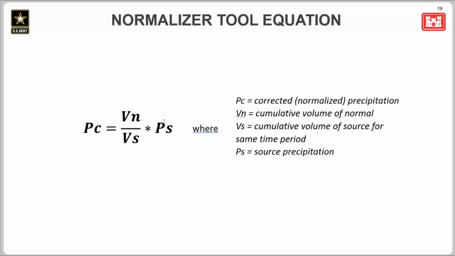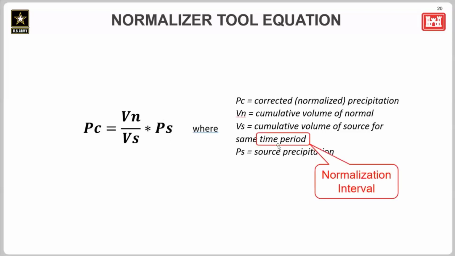In this case, the normal grid is the PRISM grid. So we're taking the volume of the PRISM grid, dividing it by the volume of our source grid, and then multiplying that by whatever precipitation we had in our source grid. And it's important to note that we're doing this over some time interval. So if we want to compute the cumulative volume of something, we have to do it over a certain amount of time. So that is called the normalization interval.